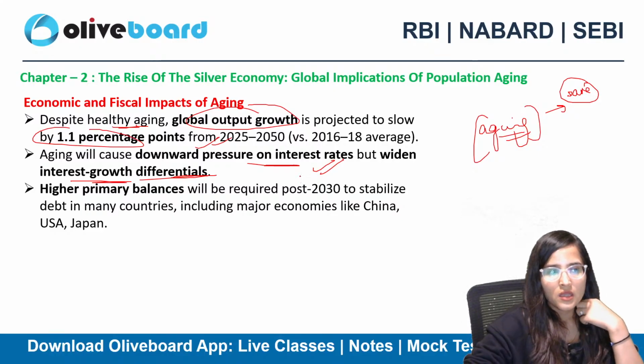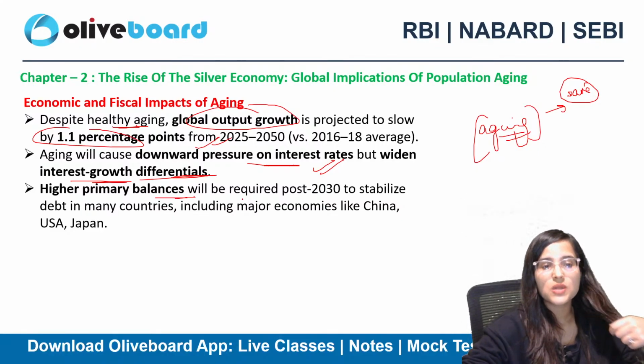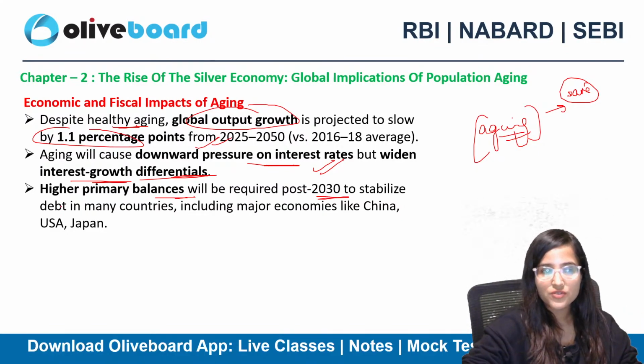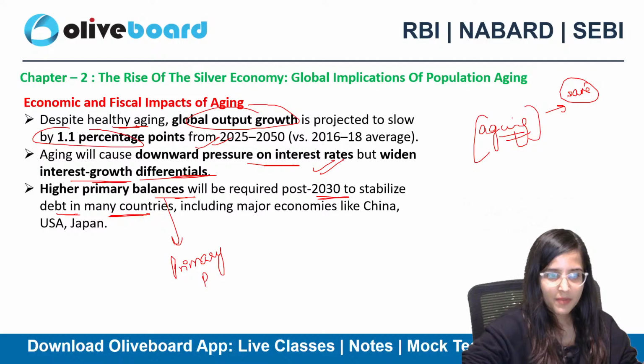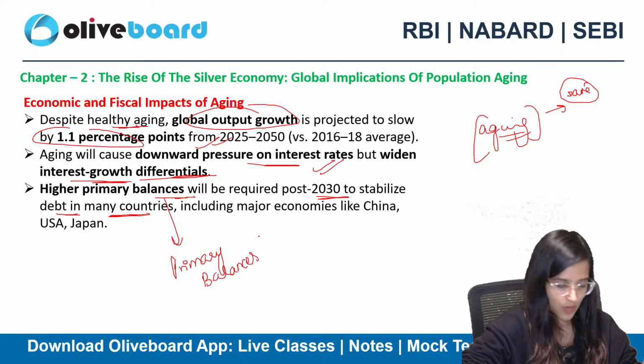Fine. Then higher primary balances will be required post 2030 to stabilize debt in many countries. What do you mean by primary balances? What do you mean by primary balances? Anyone?